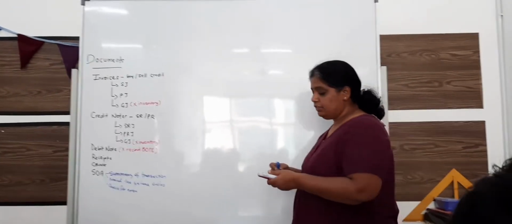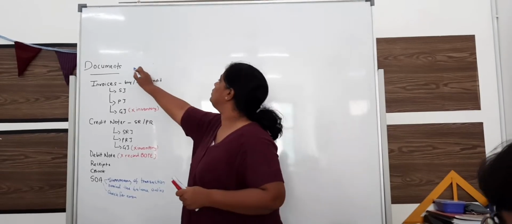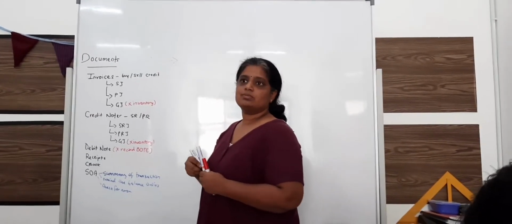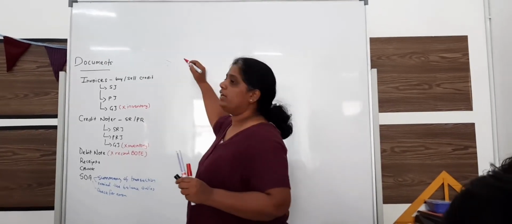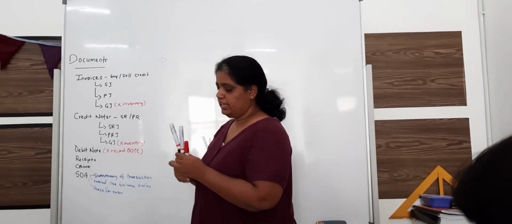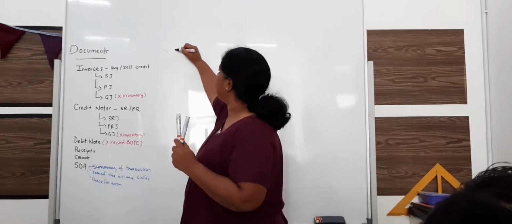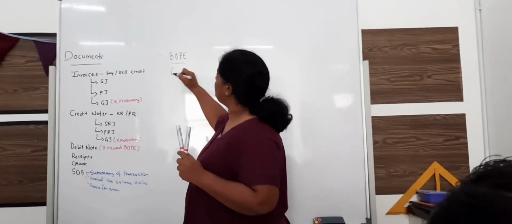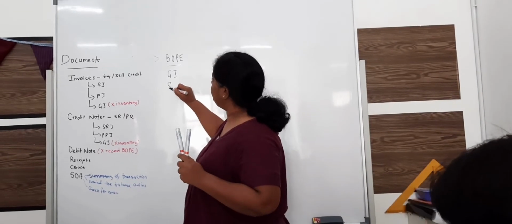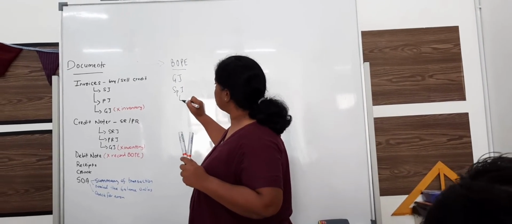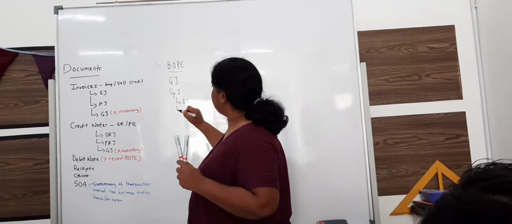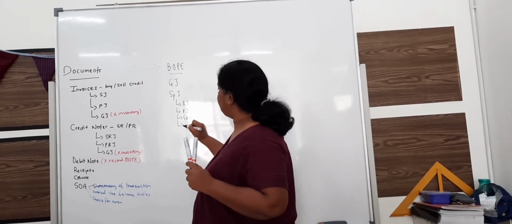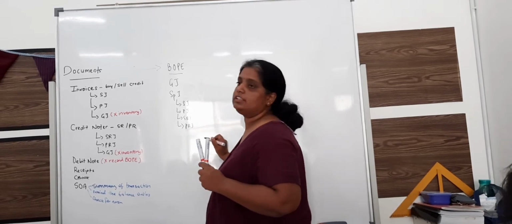Right. Now, once we finish the documents, we transfer them to? Where do we transfer them to? Ledger? No, not ledger. Where do we transfer? Yes, we transfer them to the journal. Another name for it? BOPE. What are the two? General journal and special journals. What are the special journals we have? Sales journal, purchase journal, sales return journal, and purchase return journal.